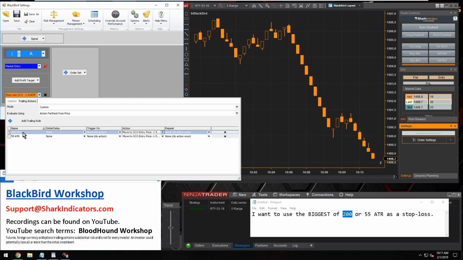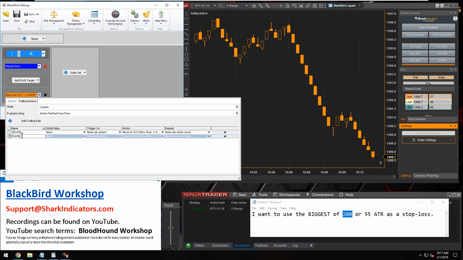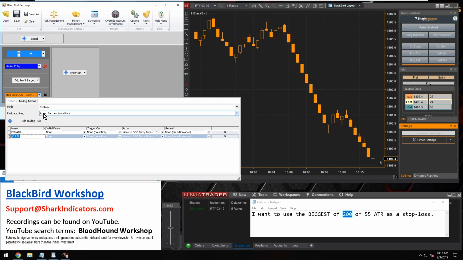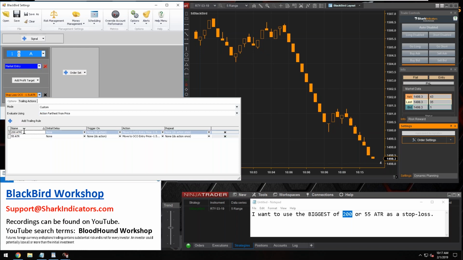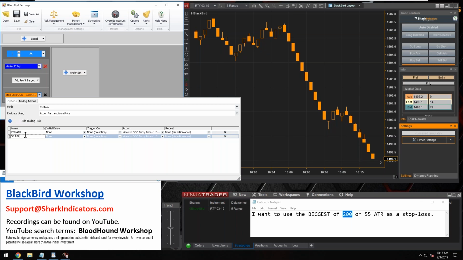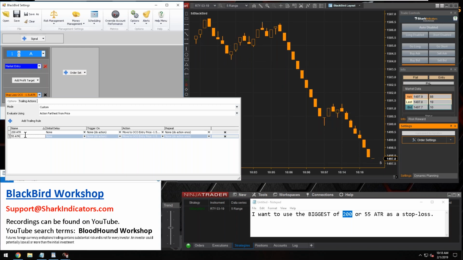To kind of simplify what we've done, we've set up one trailing roll that's going to calculate the 200 period ATR, and it'll calculate what the stop loss offset price will be for that 200 period ATR. And then the other trailing roll, right, it's doing the same thing. It's calculating an offset price, but using a 55 period. And the evaluate using is set to furthest from price. So whichever one of these trailing rolls is going to move that stop loss furthest from price is the one that will get used.